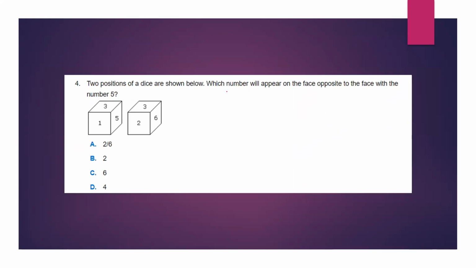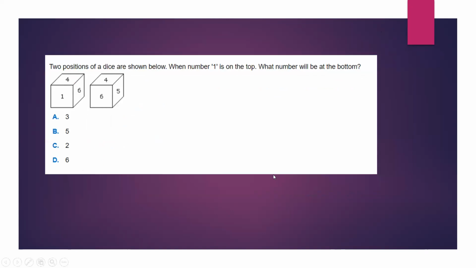Now, 2 positions of a dice are shown below. Which number will appear on the face opposite to the face with the number 5? So this is the number 5. And here you see 3 and 3 are common. Just see here, 3 and 3 are common and they are asking you 5. So definitely you can see these two are interlinked. So 6 will be your answer. So very easily again, you can find it just by putting a common relation.